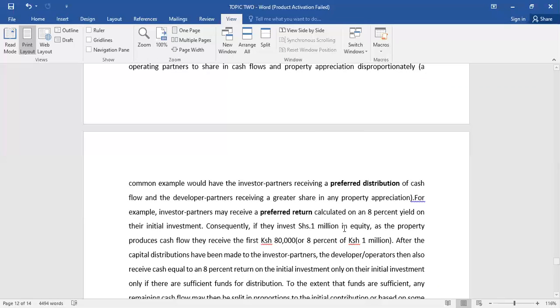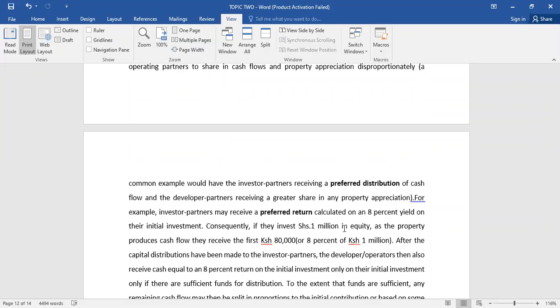And you will see this. I've given a hypothesis there that investor partners may receive the preferred return calculated on an 8% yield on the initial investment. And consequently, if they invest 1 million in equity in the property, then we are going to apportion. So we'll be getting the 8% of that 1 million.